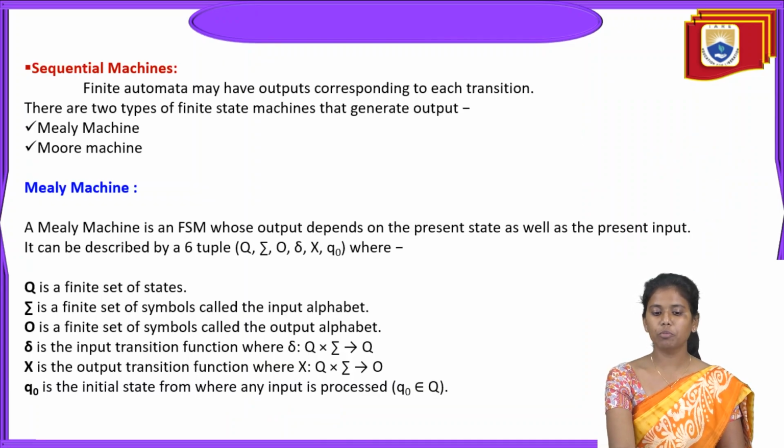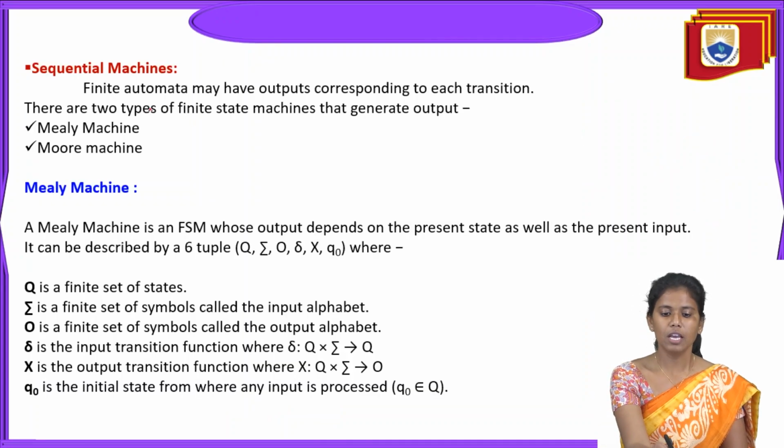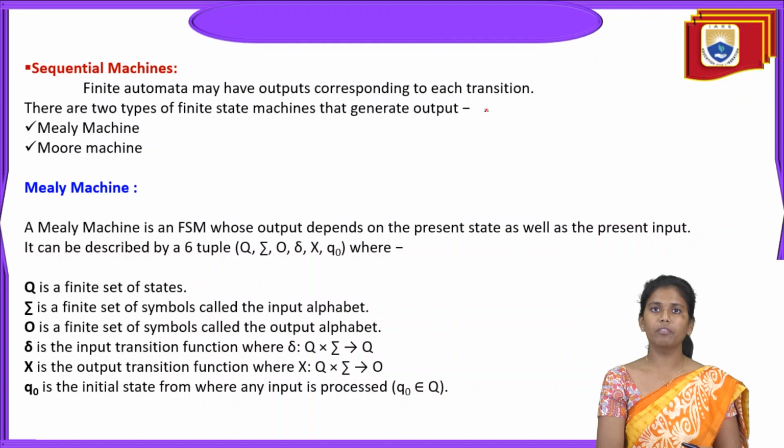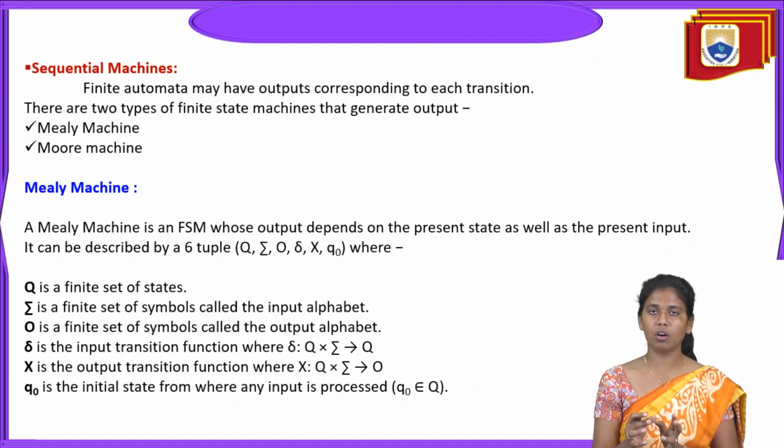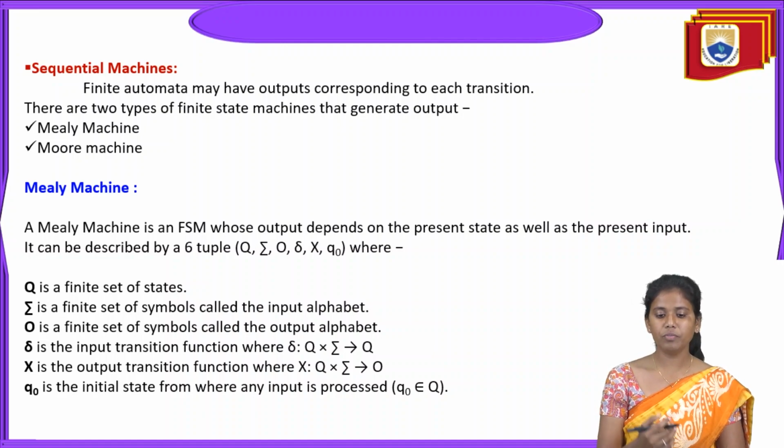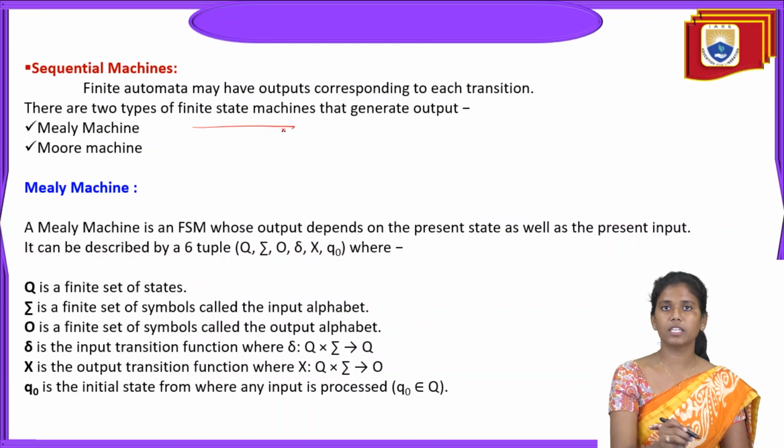Now we will see the sequential machines. A sequential machine is a finite automaton that may have outputs corresponding to each transition. The previous slide was all about the differences between the two machines, Mealy and Moore, and now we say that these are nothing but finite state machines.